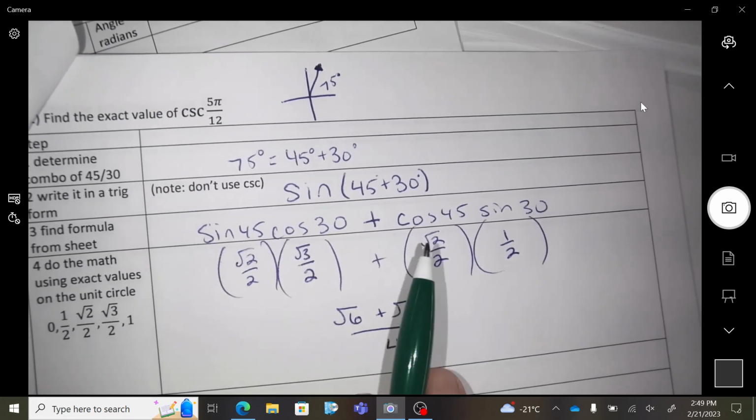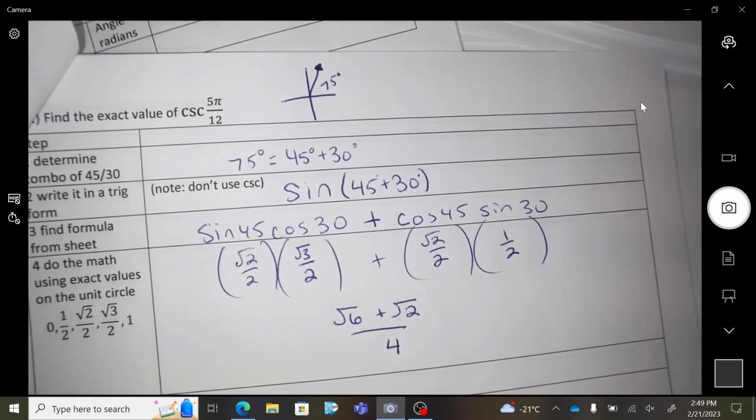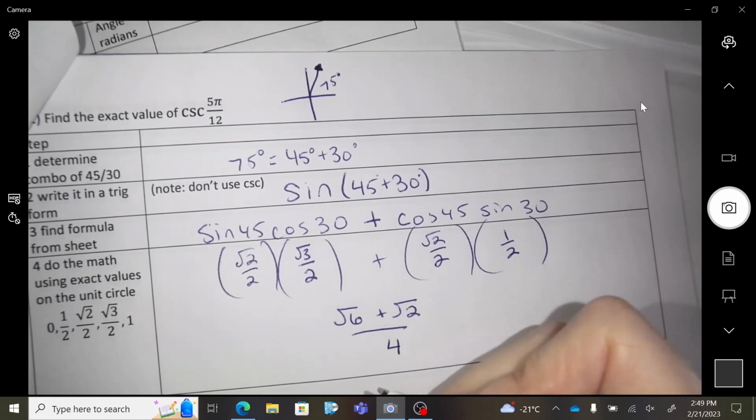This was a root 6 on the top. This is a root 2 over the top. I can put them over the same bottom. Okay, now we did the sine, but the question asked for the cosecant. So what should I do now with my answer? Flip it. I need to flip it.